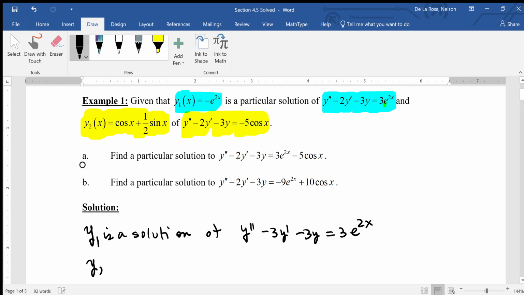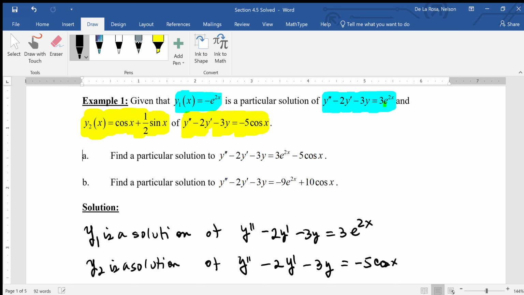And y2 is a solution of y double prime minus, this should be a 2, minus 2y prime minus 3y equals negative 5 cosine of x. So again, notice that the left portion of the equation is exactly the same. So we have to find the particular solution to the equations in part A and part B.